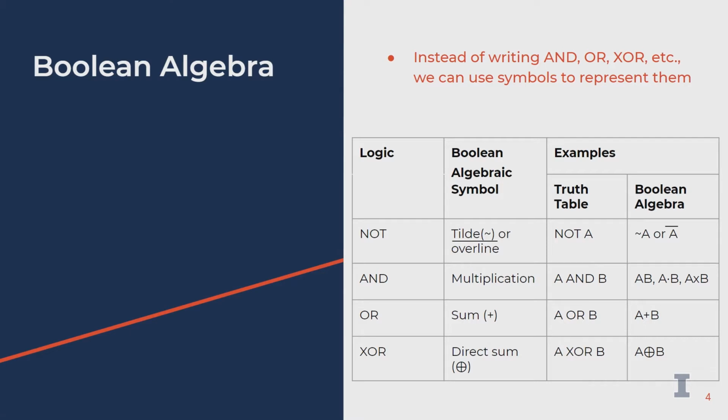Boolean Algebra is the way we use to describe these. Instead of writing the words and, or, not, and having to keep writing those, we use symbols to represent them. For NOT, we'll either use a tilde or put a line on top of the variable that we want to NOT. For AND, we'll use multiplication, so either a dot or an X, whatever you like. For OR, we will usually use addition, the sum symbol. And for exclusive OR, we'll be using a circled plus sign, so direct sum. Those are the symbols we use.